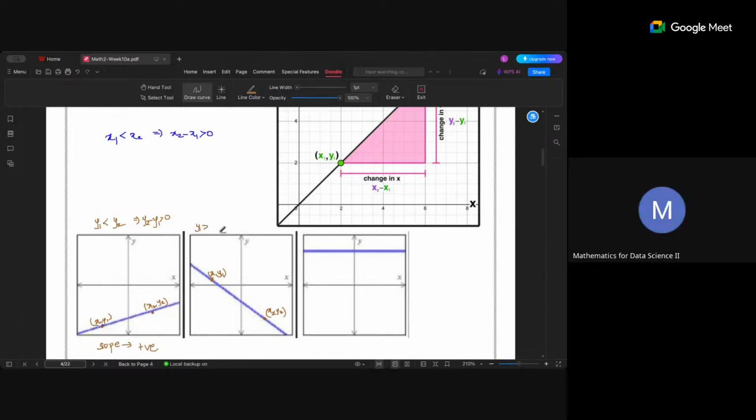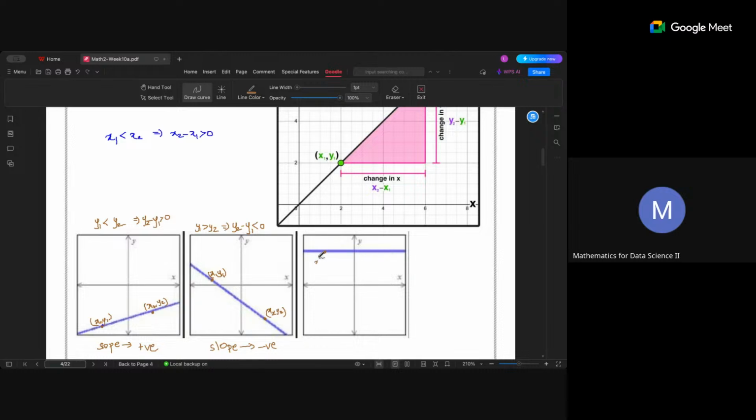Y1 is greater than y2. See, along the y-axis, y1 is on the top and y2 is below it, right? So y1 is greater than y2. This means that your y2 minus y1 is less than 0, negative. So it means your slope is also negative.